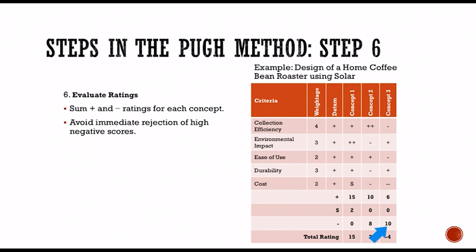And after that we will calculate the rating. So calculate rating, we will look into the plus and minus. So for concept number 1, the total rating is 15 minus 0 is 15. Concept number 2, there is a 10 plus and 8 minus, so 10 minus 8 is 2. And then for concept number 3, here is 6 plus and negative 10, so 6 minus 10, so the total rating is negative 4.